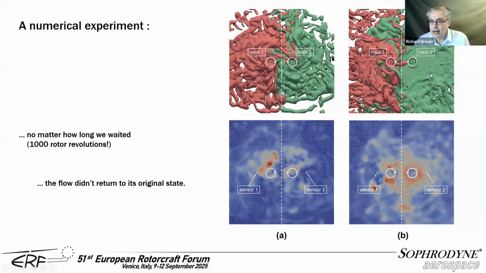And no matter how long we waited, and we waited for a long time, in computational terms, we ran for something like 1,000 rotor revolutions, which is an inordinate amount of computational effort to produce a result like this, the flow did not return to its original state. We could not get the flow to reestablish itself in the rotated equivalent of this particular situation over here.